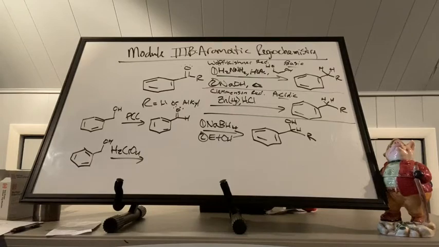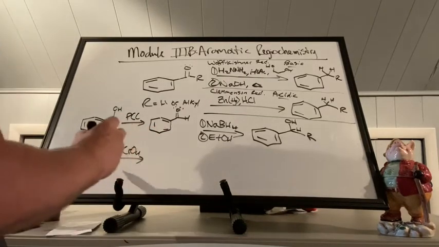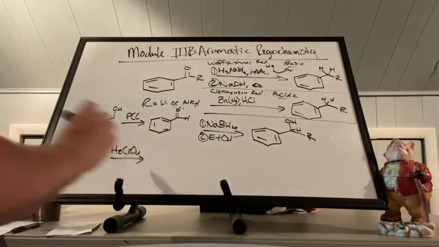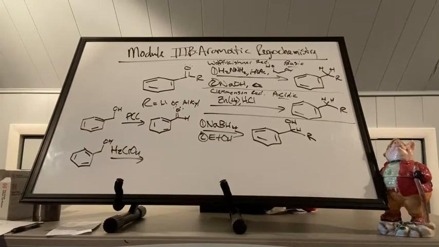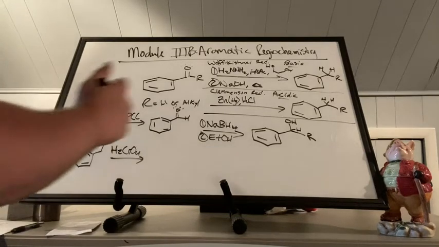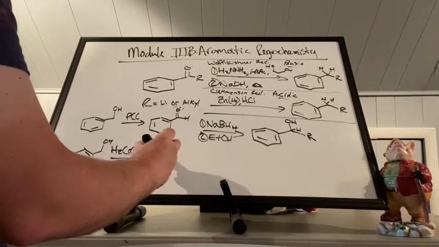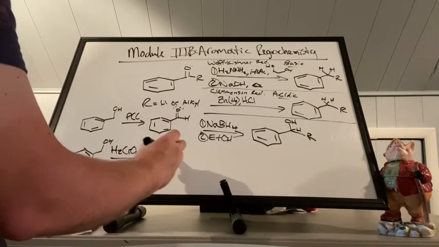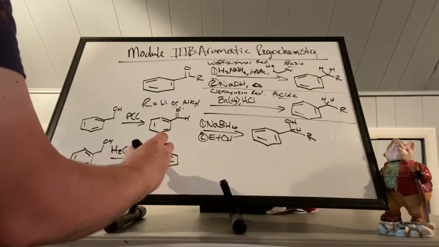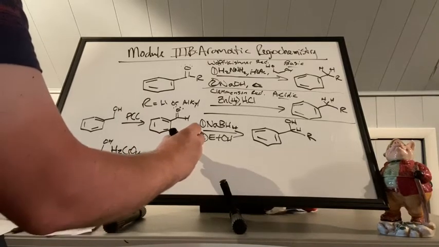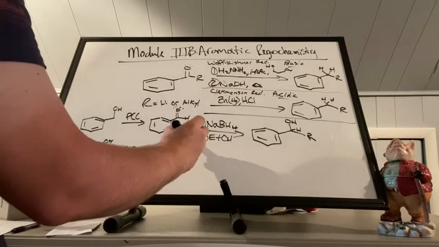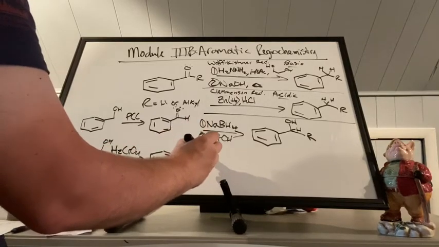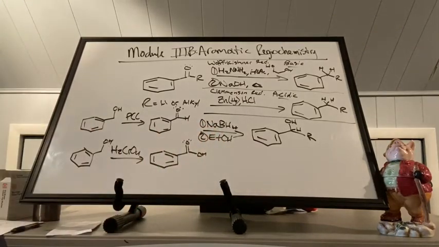You see that? Good. Okay, so this conversion is, chromic acid or chromate is going to be a very strong oxidizing agent, so it's going to oxidize this all the way to carboxylic acid.